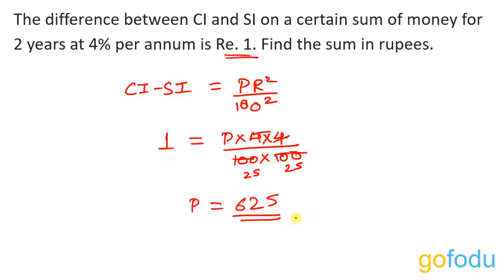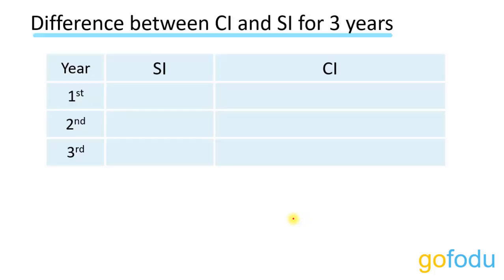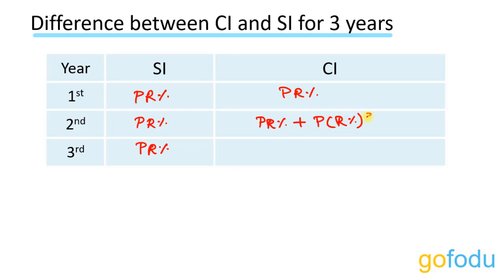Let's extend this concept to 3 years now. CI minus SI for 3 years. So simple interest for the first year would be PR percent. Simple interest is the same every year, so every year it will be PR percent. Compound interest for the first year is the same as simple interest, it would be PR percent. Compound interest for the second year would be this interest plus R percent of this interest, that would be PR percent whole square.